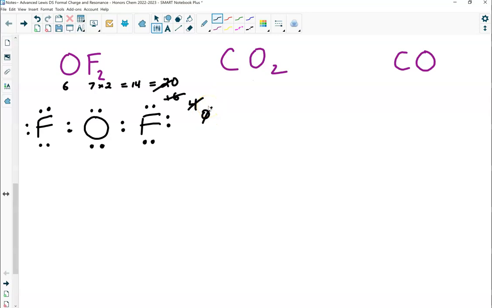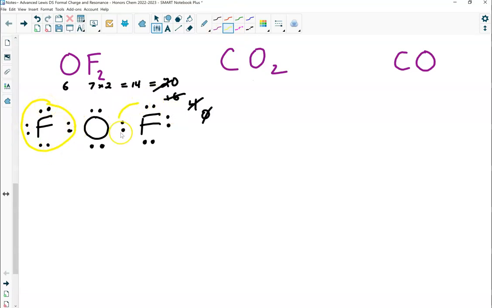And at this point, I want to make sure that every element has an octet. If they don't, then I might have to do the second part of step 4, which would be to double or triple share. Well, with all the shares, does this fluorine feel like it has 8 electrons?